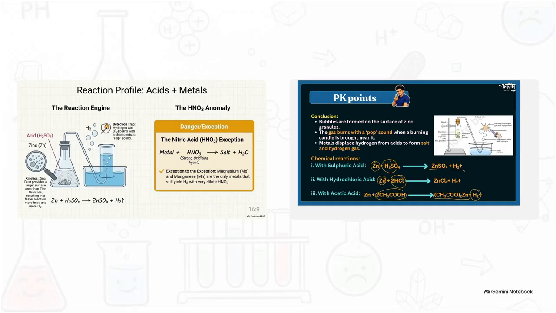Let's zoom in on that middle pathway for a second, using sulfuric acid and zinc. When you mix them, they produce a salt, zinc sulfate, and hydrogen gas. But kinetics play a massive role here. If you use zinc dust instead of larger zinc granules, that massively increased surface area speeds up the reaction significantly, generating way more heat and hydrogen gas.